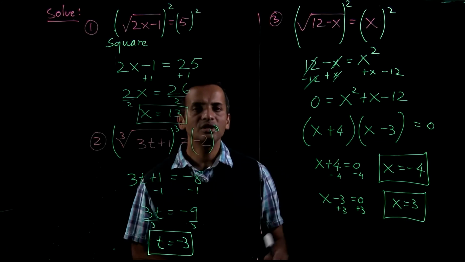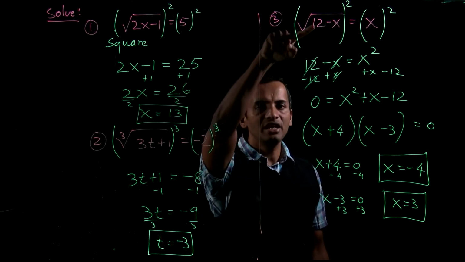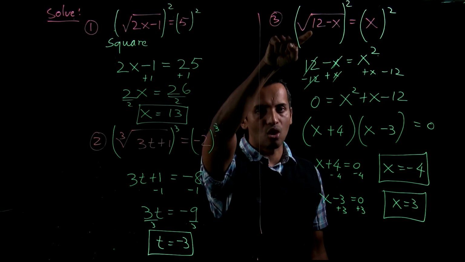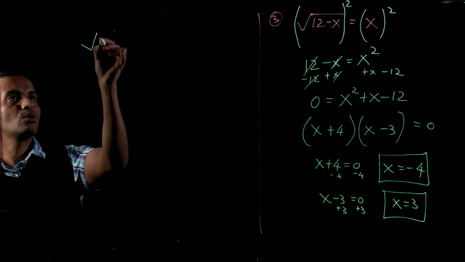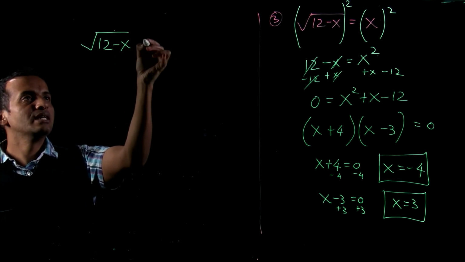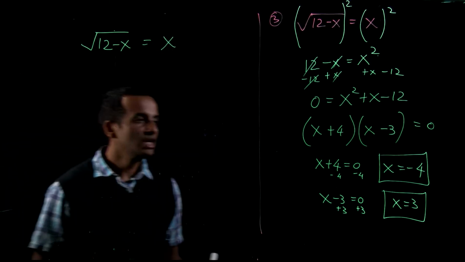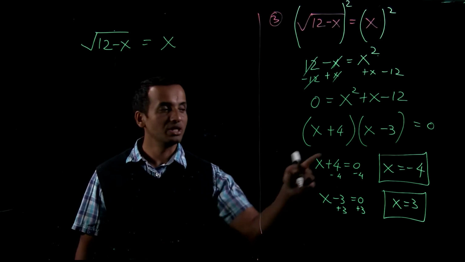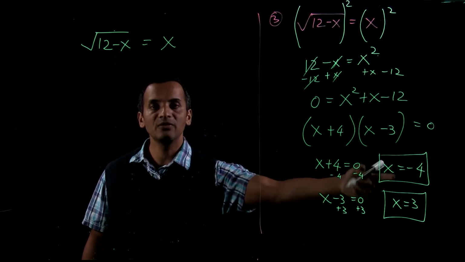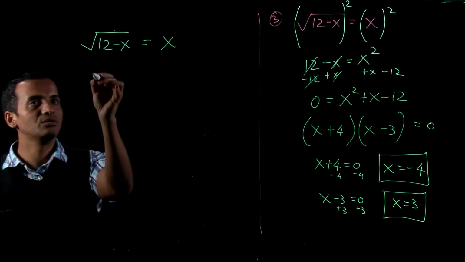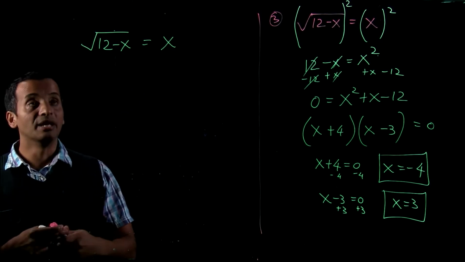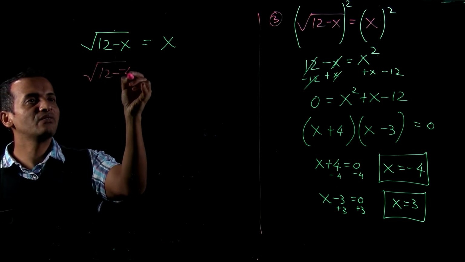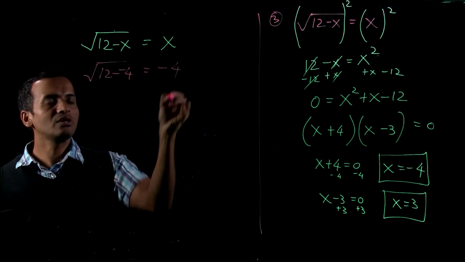Once you get the values of x, you can plug them in here and check whether that is right or wrong. Our given equation was the square root of 12 minus x equals x. So let's check whether negative 4 is the right answer or not. What you do, you plug x equals negative 4 into this equation. Let's do that. So you will get the square root of 12 minus negative 4 equals negative 4.